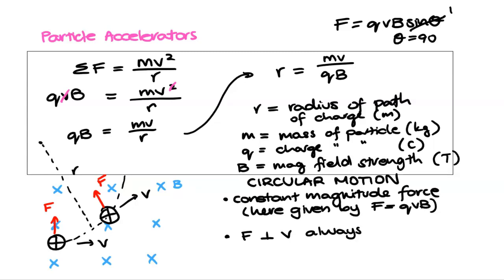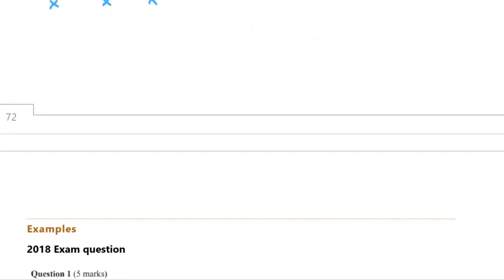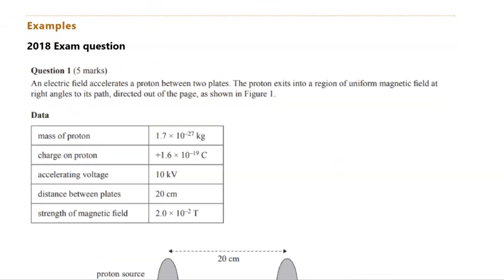So we've mentioned R, M, we haven't got V. So V equals velocity of particle, and that's in meters per second. This is a beautiful application of putting together our circular motion and our magnetic force on that charged particle. Let's now apply this to some exam questions.